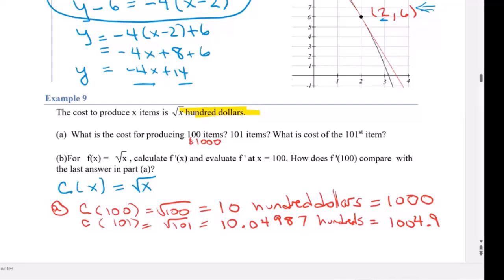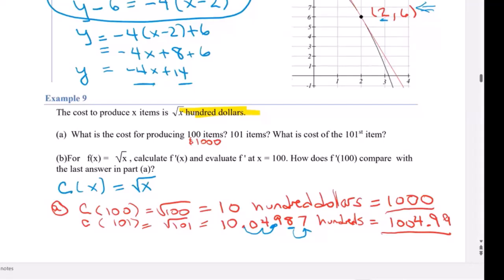So if I'm going to round it to 2 decimal places, and remember, I'm multiplying by 100 because we have that many hundreds. So this would be the new decimal point, and this is my rounding to 2 decimal places. I look to the right, it's a 7, so that 8 becomes a 9. So this is the cost for producing 101 items. This is the cost for producing 100 items.